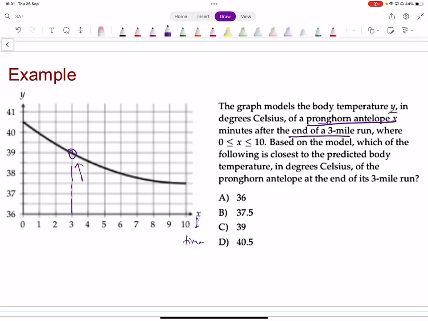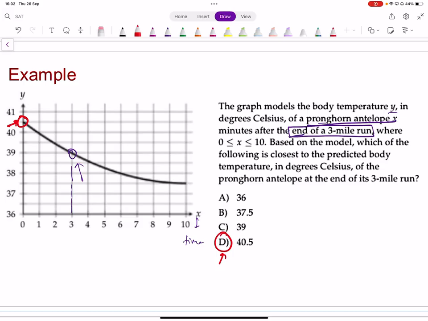At the end of this 3-mile run, what's the body temperature then? 40.5, when the time starts. So right after the 3-mile run ends, the body temperature is 40.5, and within the next 10 minutes, it reduces to 37.5. At the end of that run, it's 40.5.